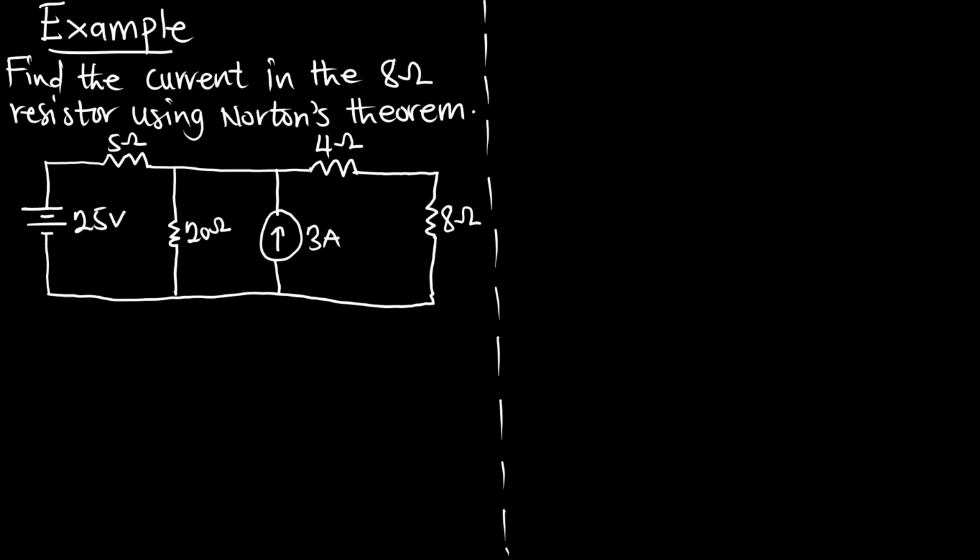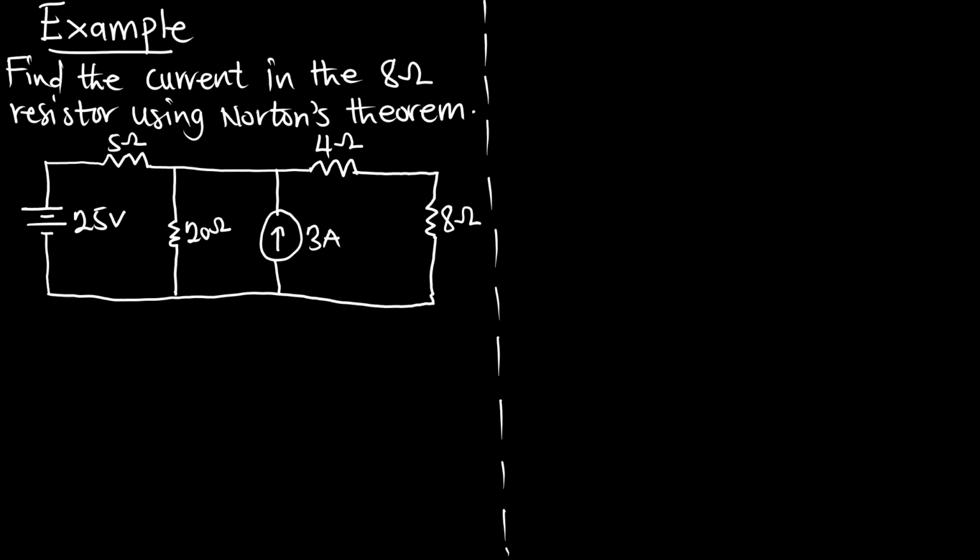In this episode, we are going to solve examples on Norton's theorem. So we have our first example. It says find the current in the 8 ohm resistor using Norton's theorem. You can see that we have a circuit with resistors, a current source, and a voltage source. We are to use Norton's theorem to find the current passing through the 8 ohm resistor.